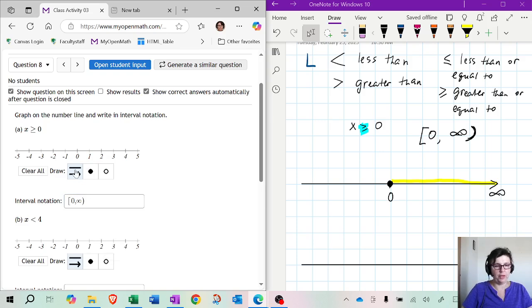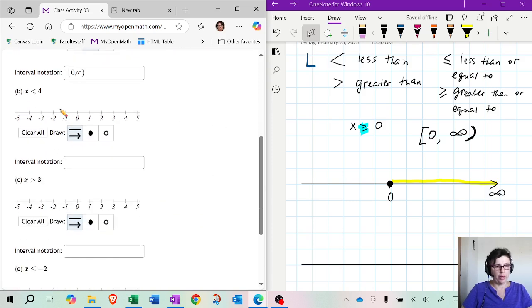Now to graph it, what you do is you use the drawing tool. So we're going to click on this, start at 0 and go all the way to the right. And then we have to decide whether we're going to place a closed dot or an open dot. Because 0 was included, because the inequality was not strict, we are going to use the closed dot. So that would be this right here. Okay, so let's go ahead and go to the next one.